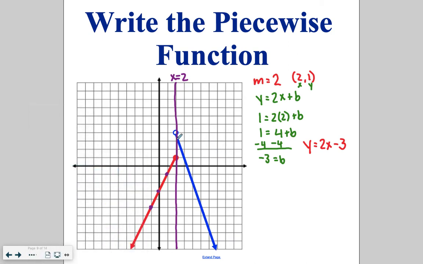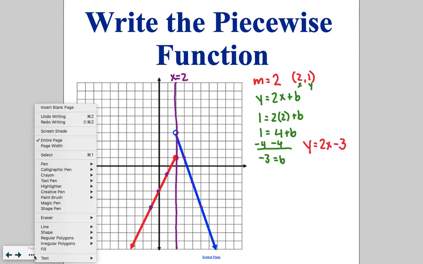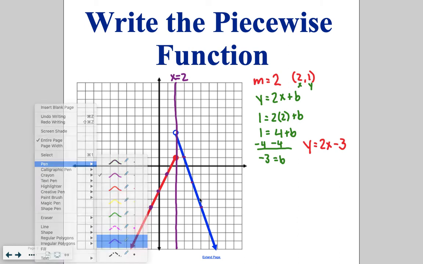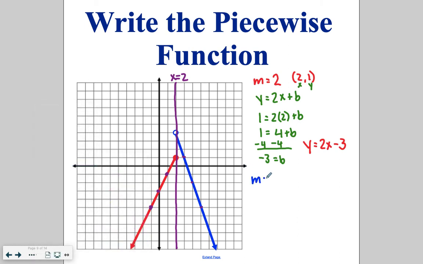So now looking at that blue line, we're going to pick out again some points on that line. So we're going down 3 over 1, down 3 over 1, down 3 over 1. So that means our slope for that blue line is going to be negative 3 over 1, or just negative 3. And then I'm going to use that point again, so that's going to be 2, 1, 2, 3, 4. So my point here is (2, 4).